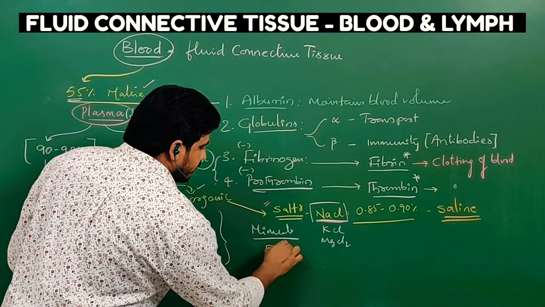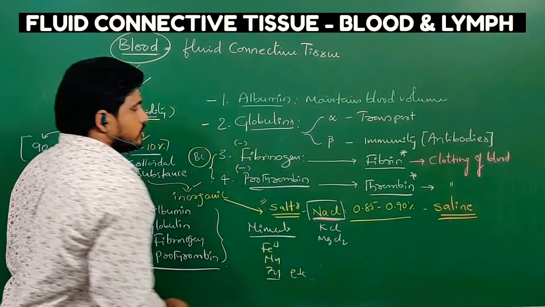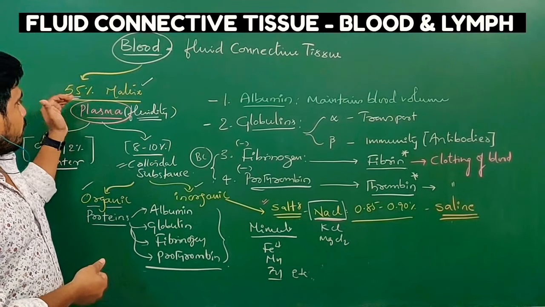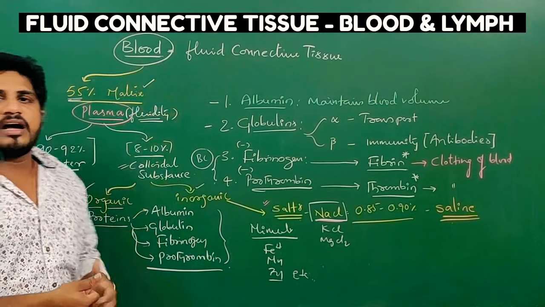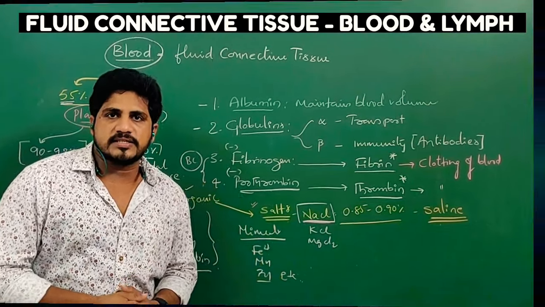Minerals like ferrous, manganese, zinc, etc. So this is what about simply plasma. On the other hand, apart from the 55% in the blood, the other 45% is called corpuscles or blood cells. Let us discuss that.